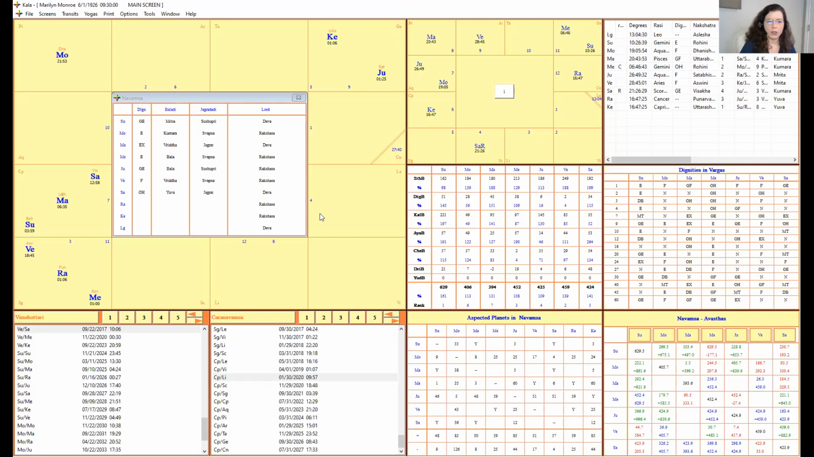So now we can consider moving on to Mercury. We see that Mercury here is in enemy dignity.